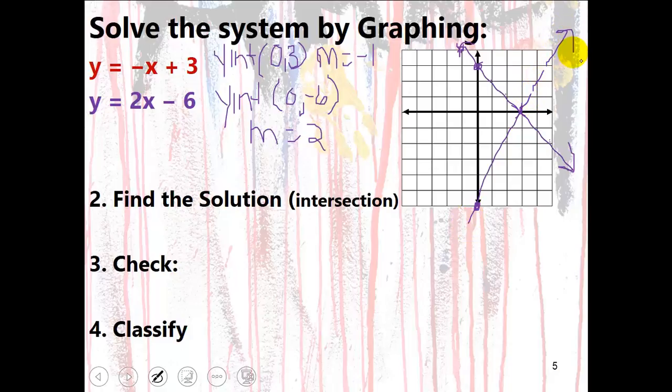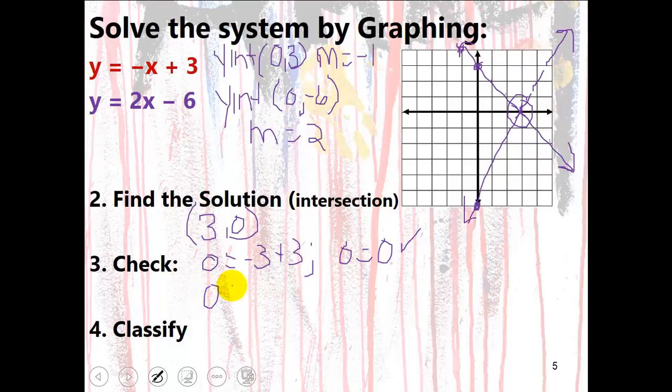And here is my intersection. That's going to be at (3, 0). And I'm going to check just to make sure it works. So I'm going to plug in 0 for y. 0 equals negative 3 plus 3. So 0 equals 0. That's a check. And then 0 equals 2 times positive 3 minus 6. So that gives me 0 equals 6 minus 6. So 0 equals 0. That's a check. We're going to classify in the next shorter video.